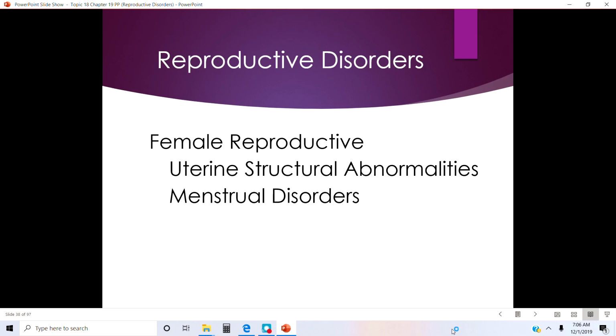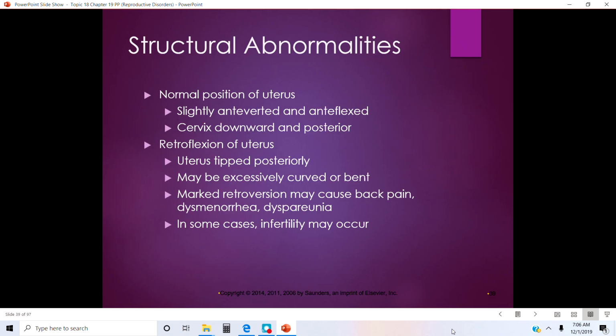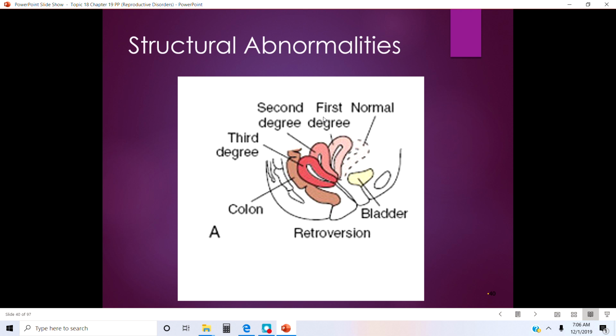In this lesson, we'll begin looking at the female reproductive system by looking at some uterine structural abnormalities, and then we'll take a look at some menstrual disorders. So let's consider the position of the uterus normally. The uterus is normally anteverted and anteflexed, right? So let's take a look at what that means.